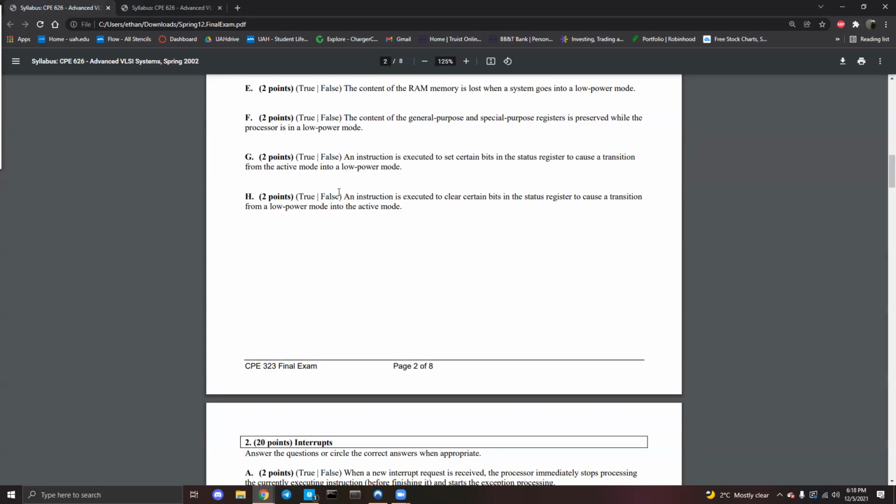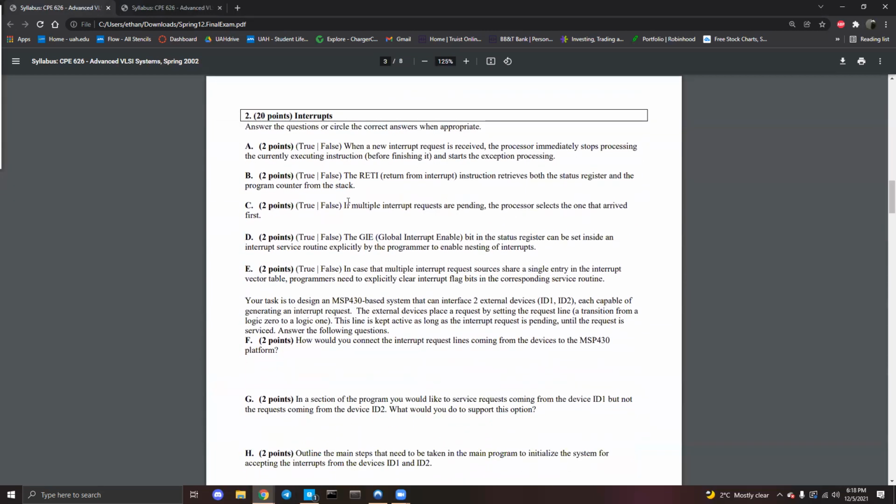But it also makes sense. If the CPU is asleep, it's not executing instructions. How are you going to use an instruction to wake it up if it can't even execute it, right? You can't. So we got some interrupt questions. You see, there's a lot of true false questions, which bodes well because it's 50-50 if you have no clue what's going on.